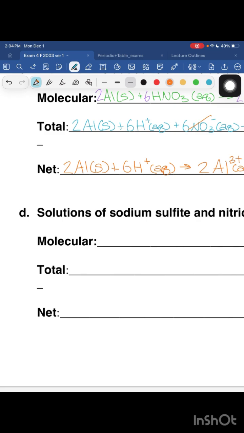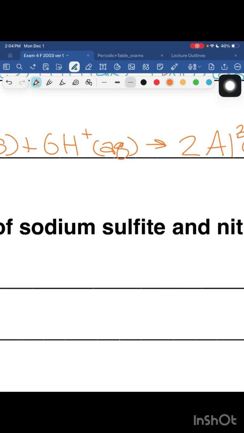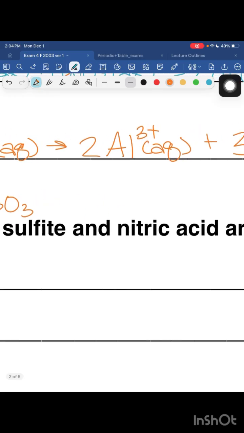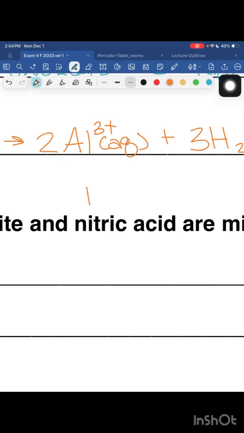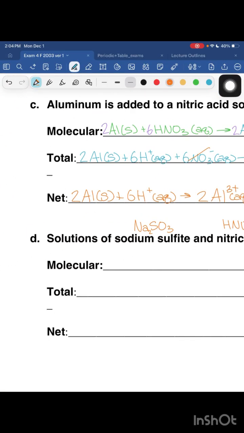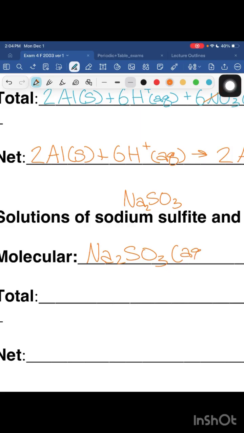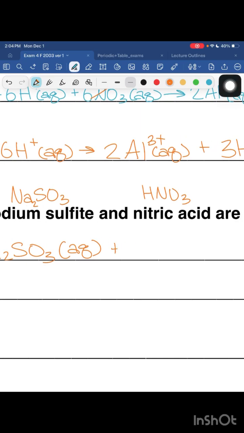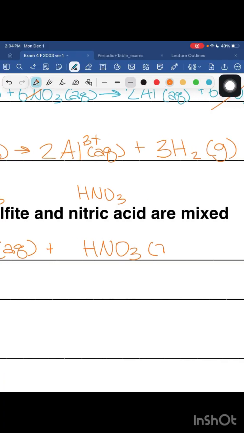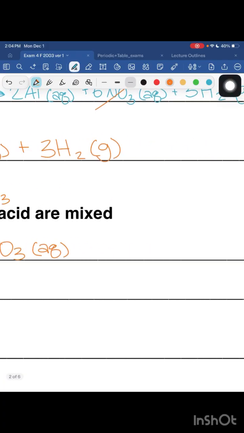For D, we have solutions of sodium sulfite, so that's Na2SO3, and nitric acid. So we have HNO3. They are mixed. So we have, once again, Na2SO3. That is aqueous because it's a solution. And we have HNO3, which is aqueous because it's a solution and because it's a strong acid.